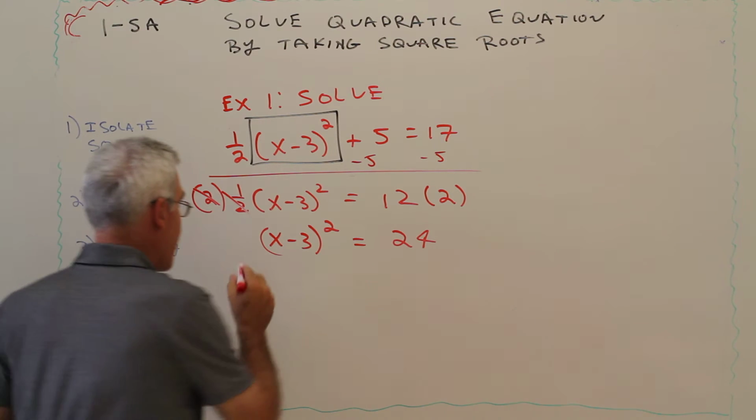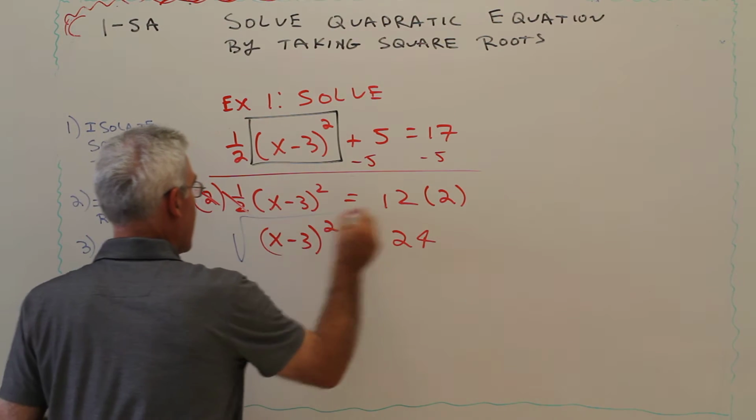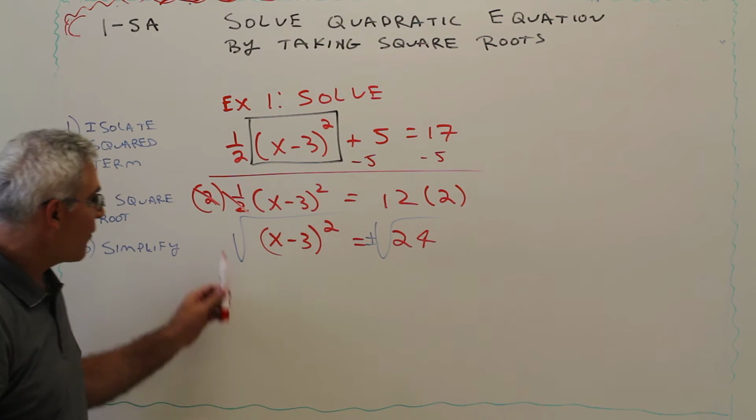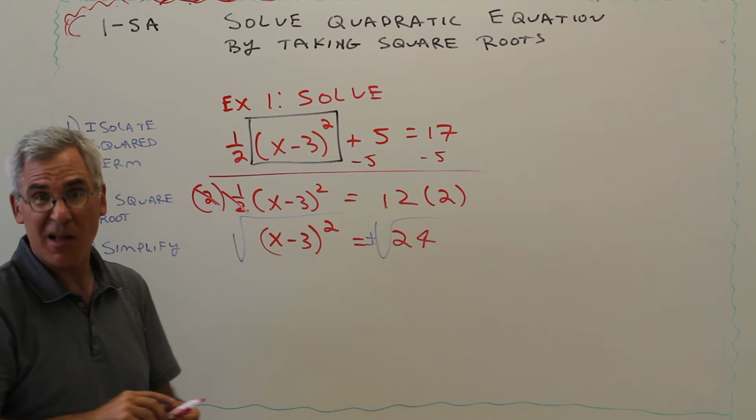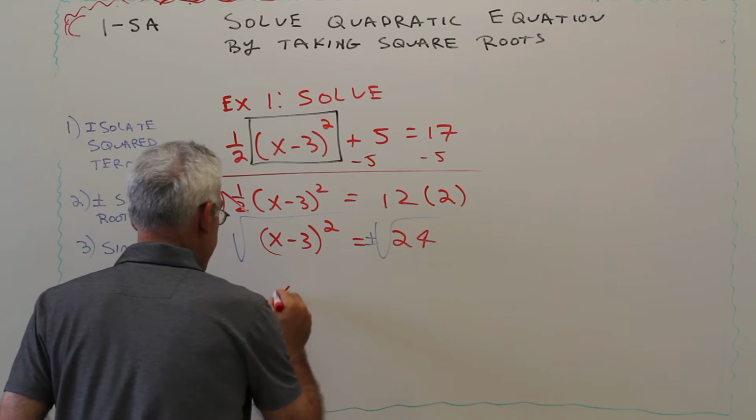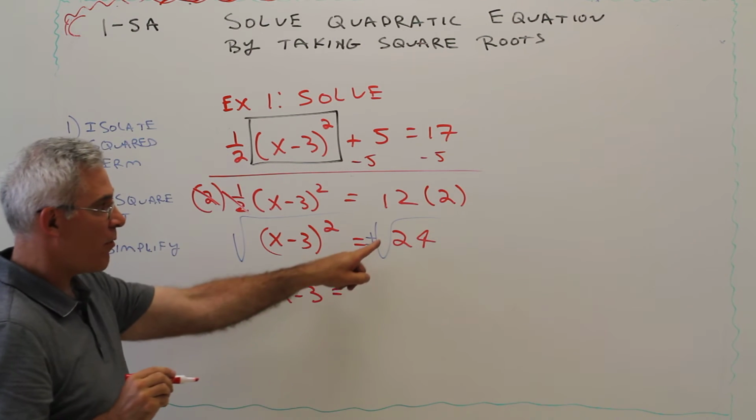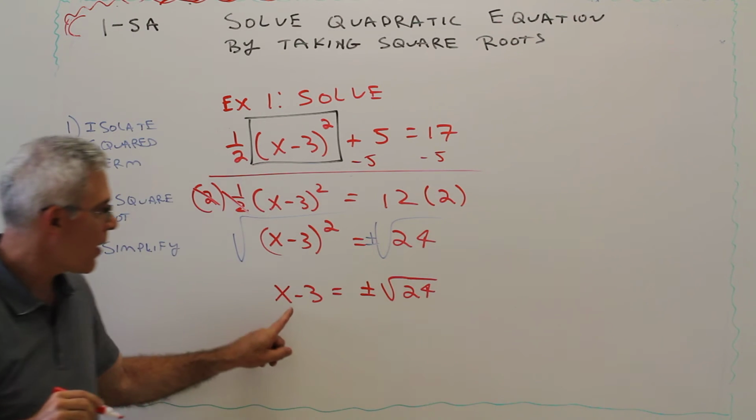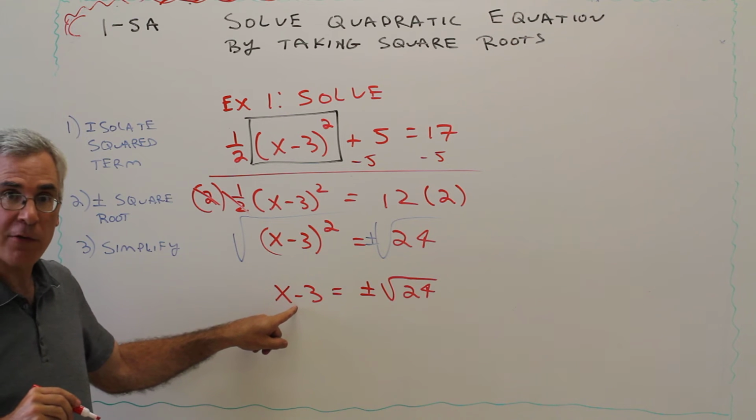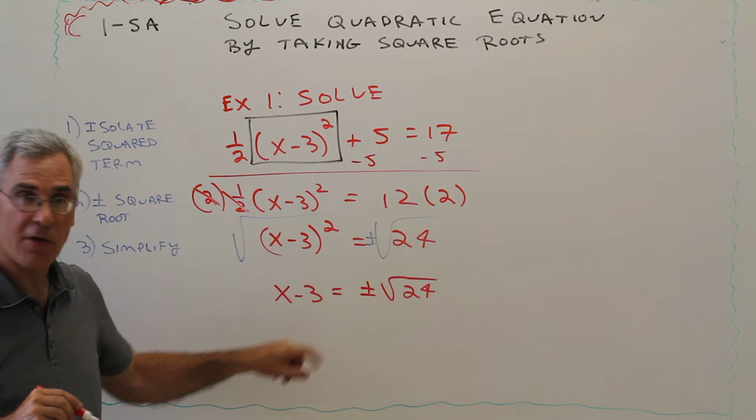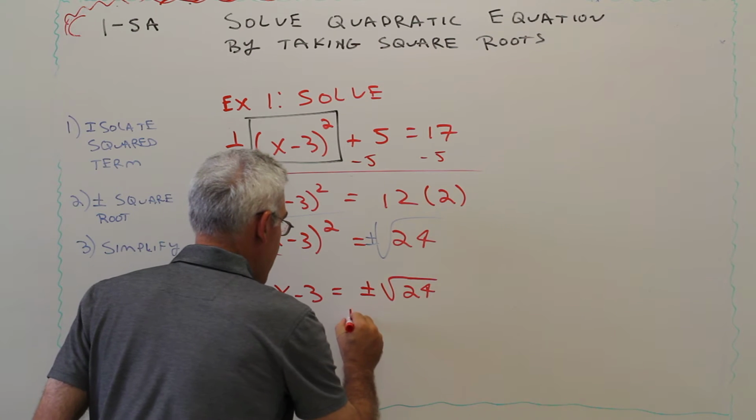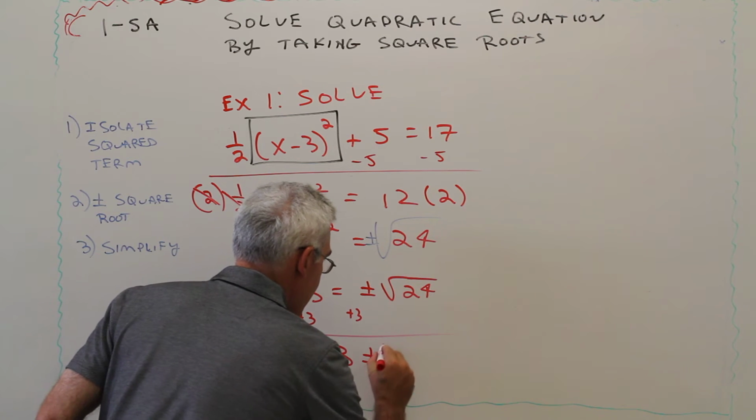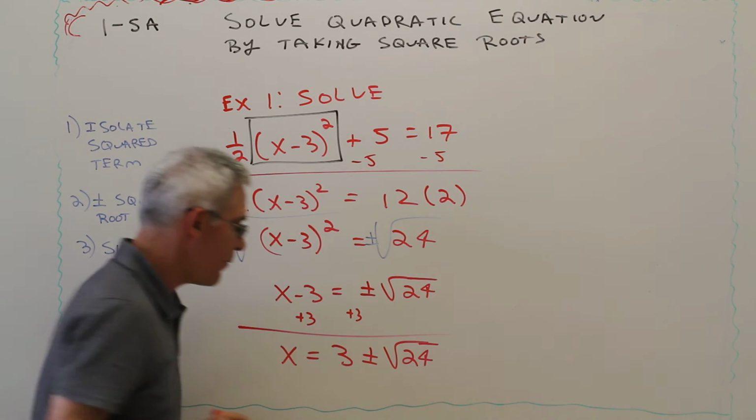Okay, so I'll say, take the square root of that side, and plus or minus the square root of that side. So when I've got the square root of (x minus 3) squared, I'm just going to get x minus 3. So x minus 3 will be plus or minus the square root of 24. I don't care about x minus 3, I want x, so I'll add 3 to each side, plus 3, and I'll get x equals 3 plus or minus the square root of 24.